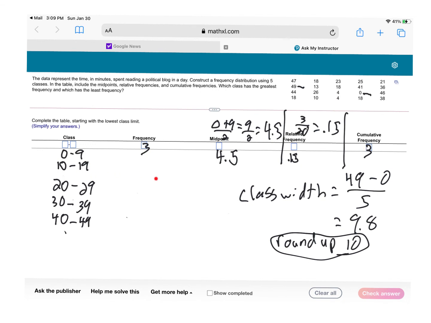And you just need to continue on for each line, 10 to 19. You need to count the frequency. Midpoint's just going to be 10 more than this one. Relative frequency will be whatever the frequency is divided by 20. Cumulative frequency will be how many you find from 10 to 19 plus these 3. So this is just going to increase until you have all 20.